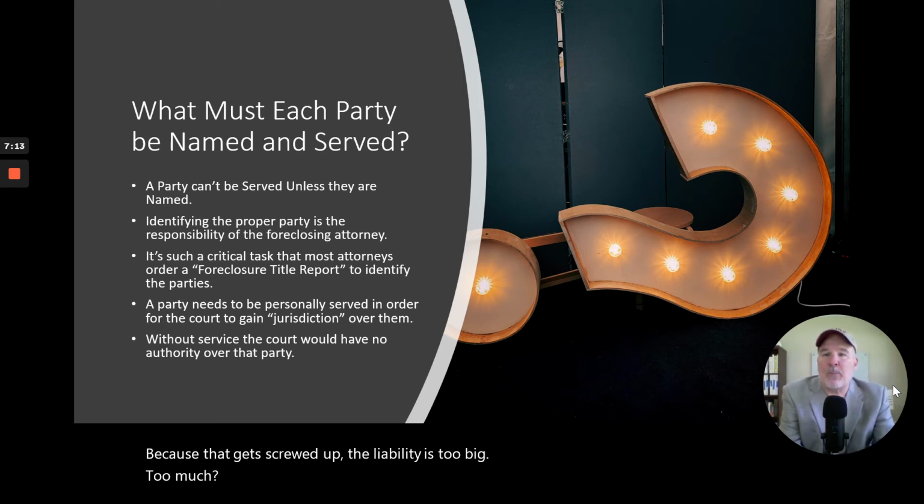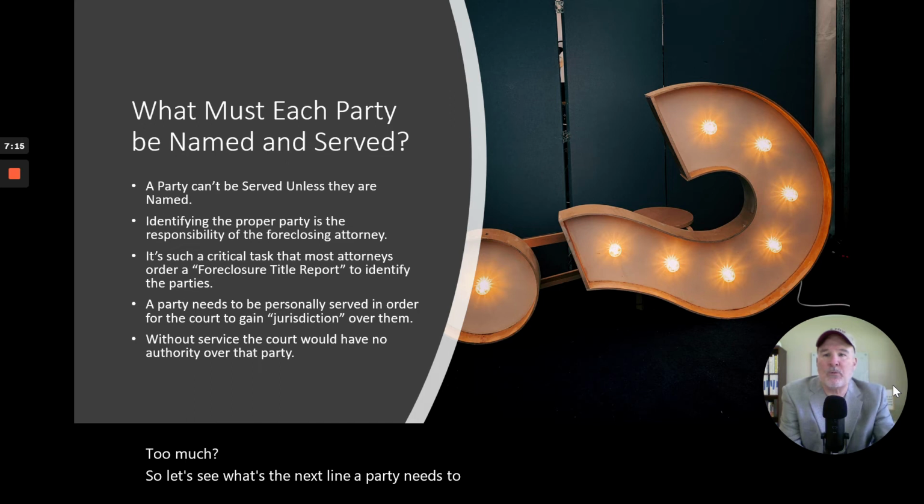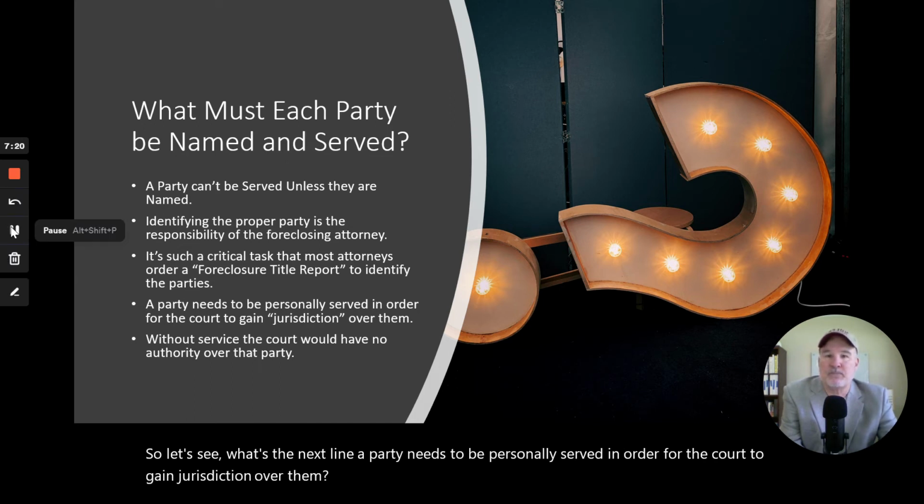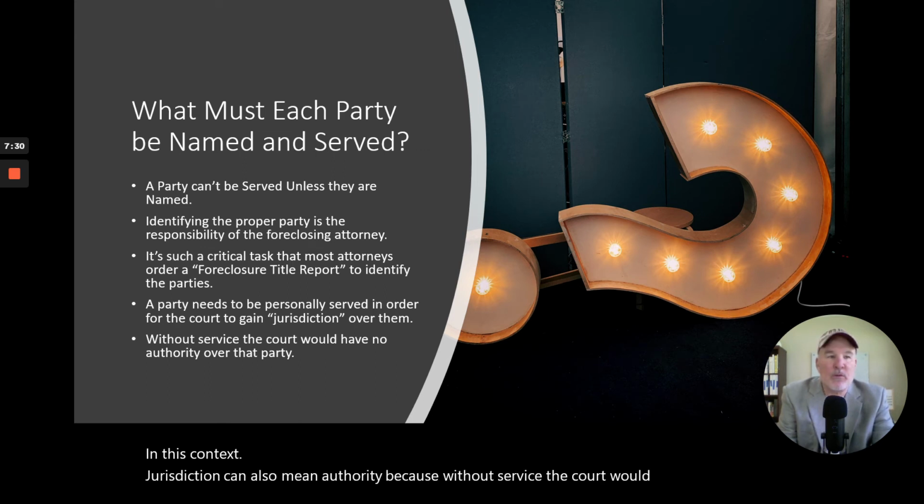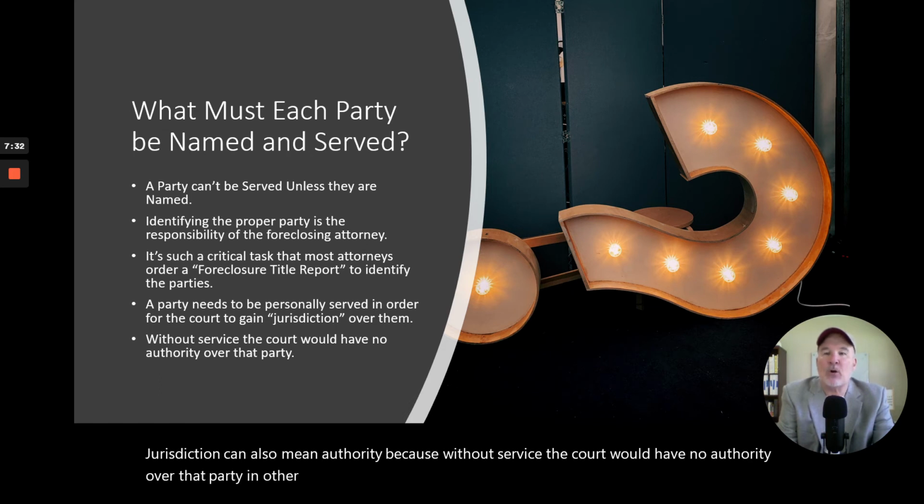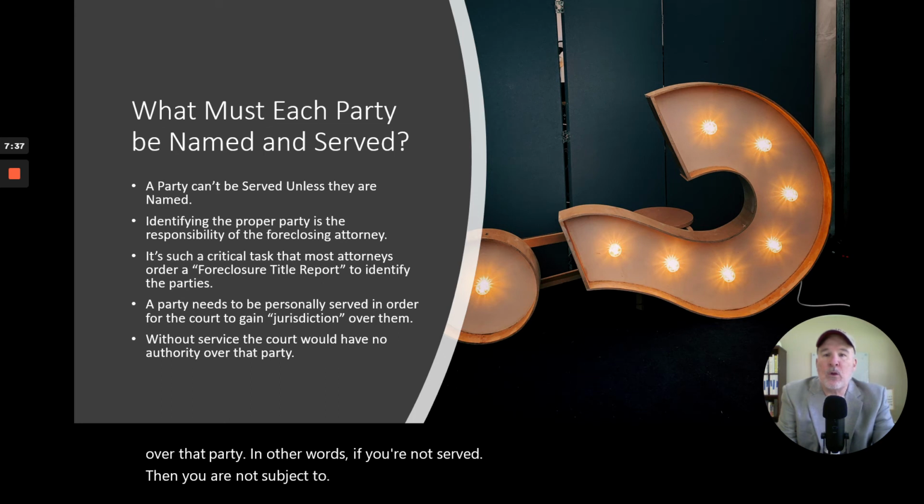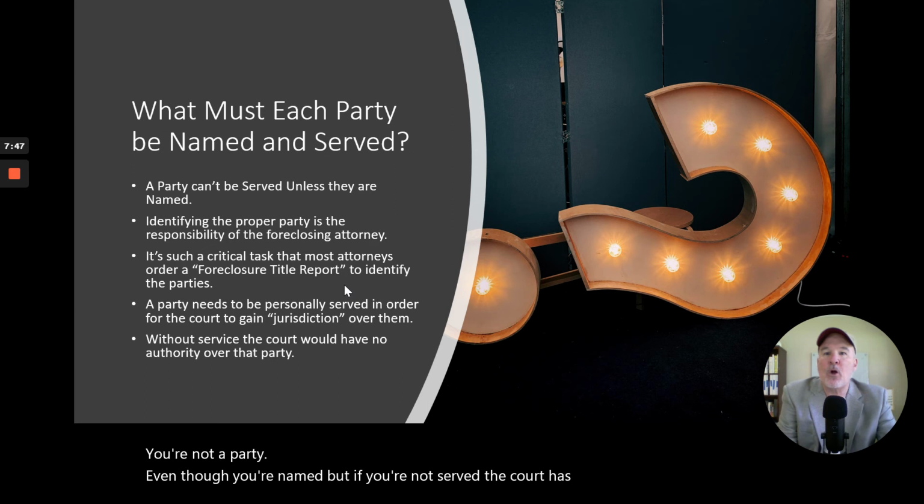So let's see, what's the next line? A party needs to be personally served in order for the court to gain jurisdiction over them. In this context, jurisdiction can also mean authority, because without service, the court would have no authority over that party. In other words, if you're not served, then you are not subject to the orders coming out of the foreclosure court. You're not a party, even though you're named, but if you're not served, the court has no jurisdiction over you.